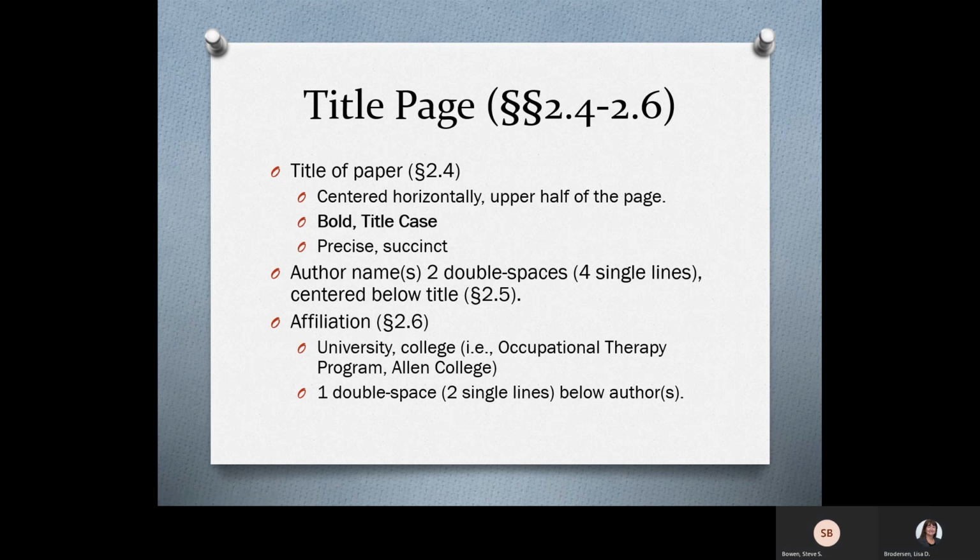Okay, then after the title, you insert 2 double spaces or 4 single lines, and the author names would appear there. Now, in most of the papers you're going to write, you're going to be the only author, but I know for sure in your capstone paper, you're going to have multiple authors. So in that case, you'd want to check section 2.5 for how you list those author names.